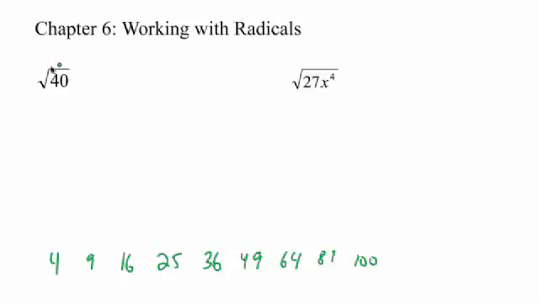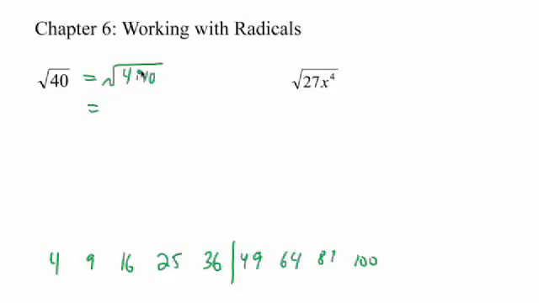We take a look at the 40. We see where it falls here. 40 would fall right here. It's between 36 and 49. And we look here at the first number on the list that divides evenly into 40. And that number is 4. So I think of 40 as 4 times 10.